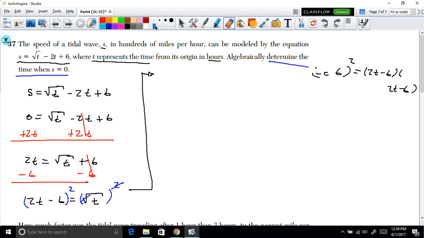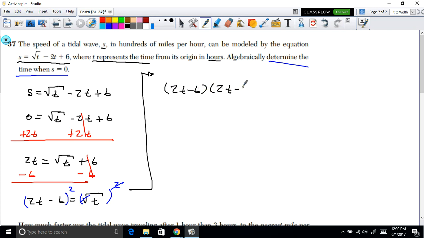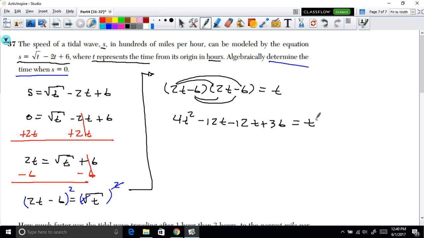So knowing that, we can solve the following. 2t minus 6 squared is pretty much saying 2t minus 6 times 2t minus 6. This is equal to t now. Notice that here, you can distribute. So 2t and 2t, that's 4t squared. 2t and negative 6, that's negative 12t. Now you distribute this once more, you get another negative 12t. You distribute this once more, you get positive 36, equal to t.